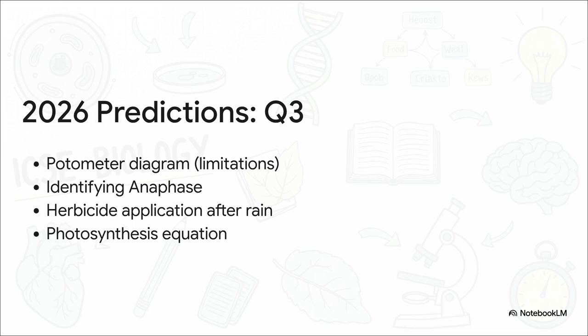And keep an eye out for a clever application question, maybe something about why weed killers work better after it rains. And finally, you absolutely have to know the balanced equation for photosynthesis cold. That's 6CO2 plus 12H2O, and don't forget sunlight and chlorophyll over the arrow.